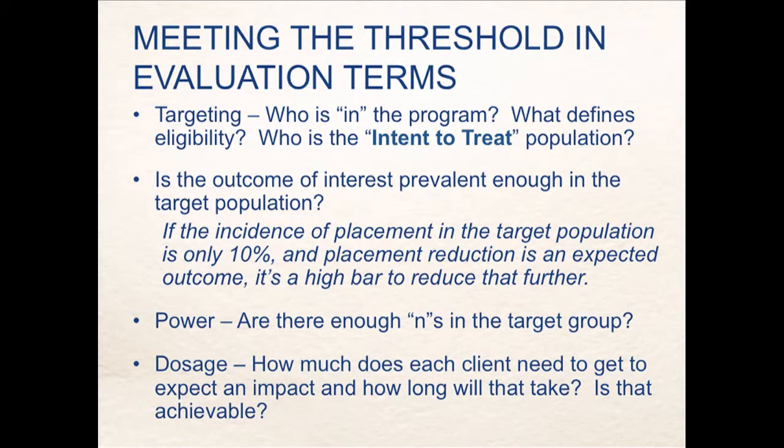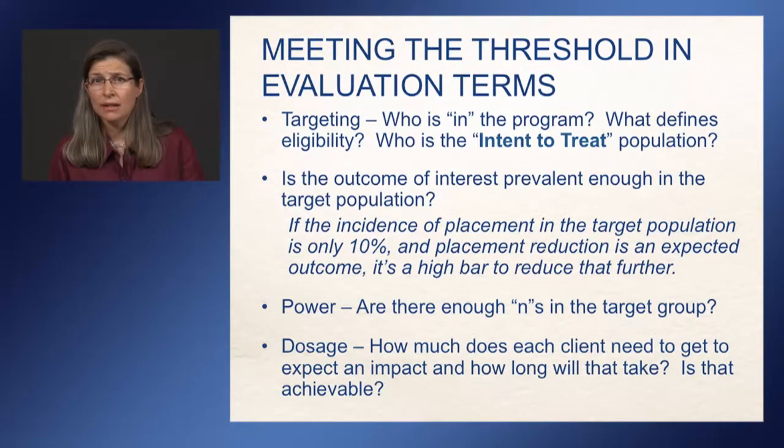So most evaluations of social services programs should be done using this intent-to-treat model. Be very wary of evaluations that only look at the group that actually participated in the program. It's probably a biased sample. And the outcome of interest: how prevalent is it? You should always try to estimate the baseline occurrence of the outcome of interest in the target group before finalizing an evaluation design. For example, if the incidence of placement in the target population is only 10% and placement reduction is an expected outcome, it's a high bar to reduce that further.